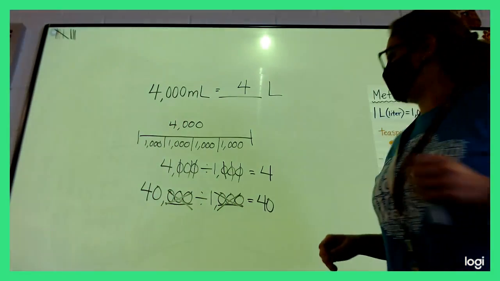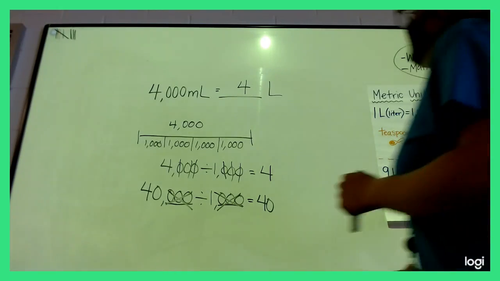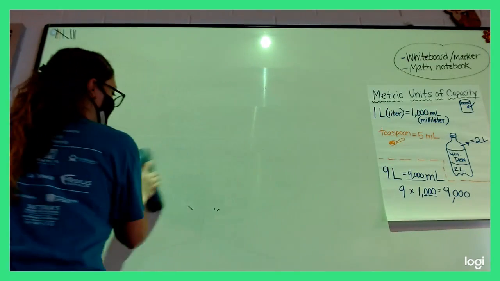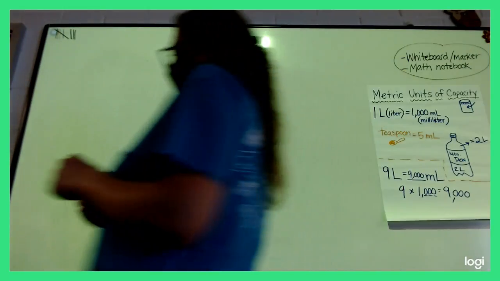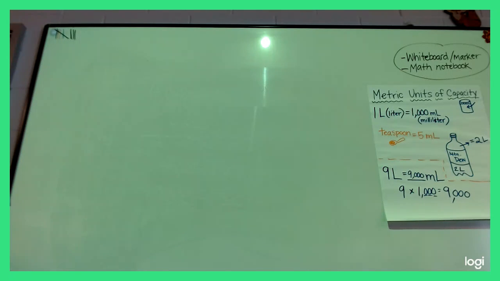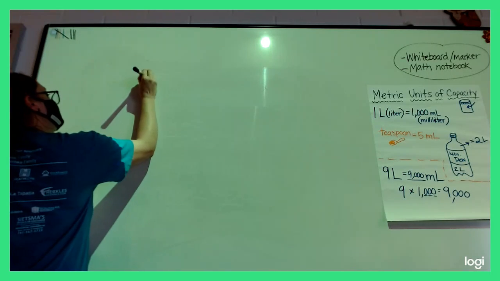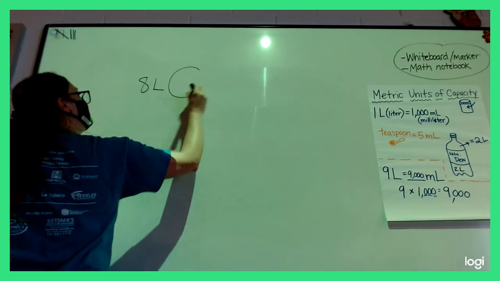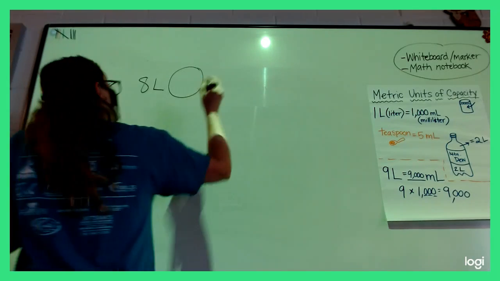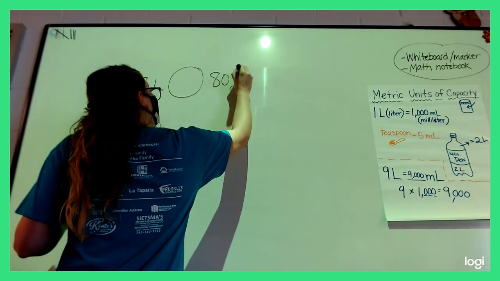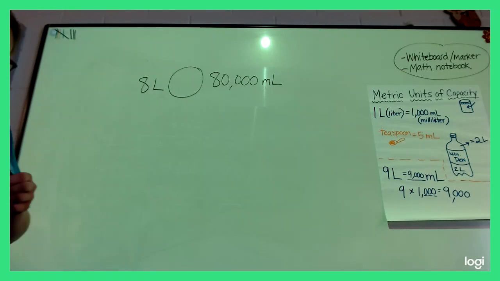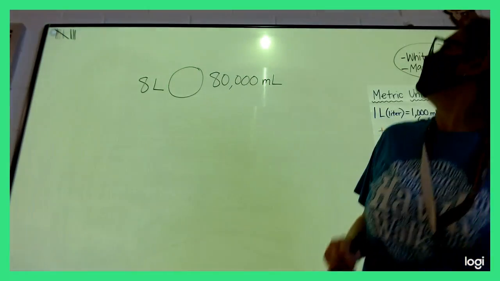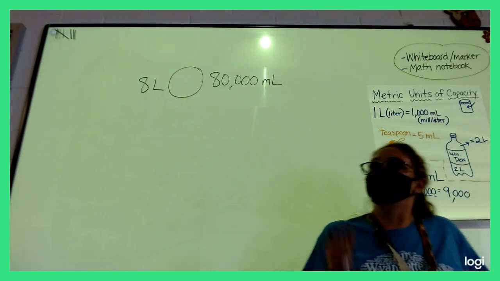Okay, let's do one more example together. Get your boards ready. Every single one of you, erase your board, get ready to write. Let's do a comparing problem. So, write this with me. I have 8 liters on one side compared to 80,000 milliliters. We have to figure out which one is greatest. 8 liters or 80,000 milliliters.